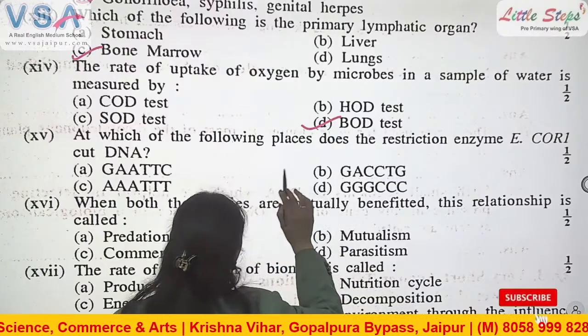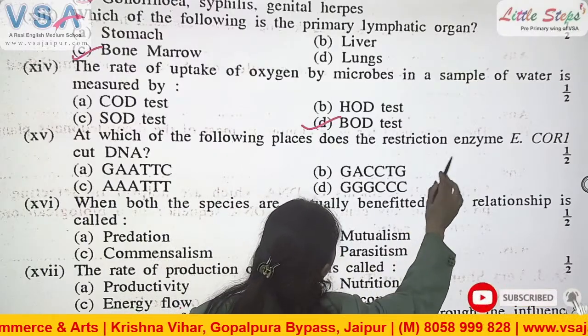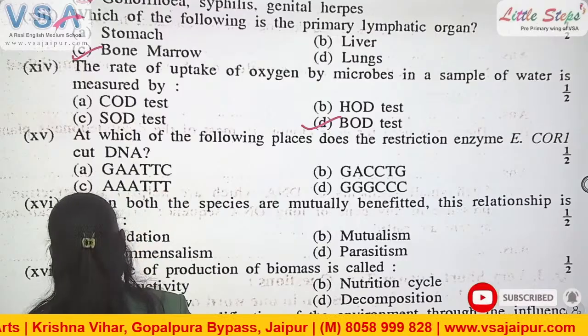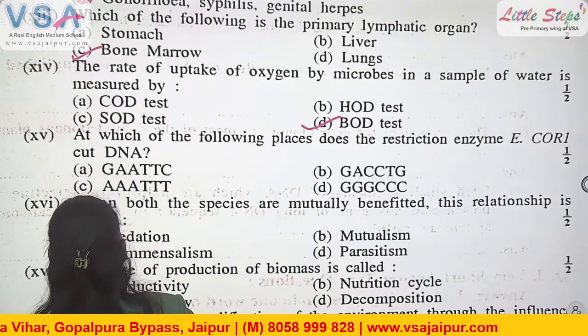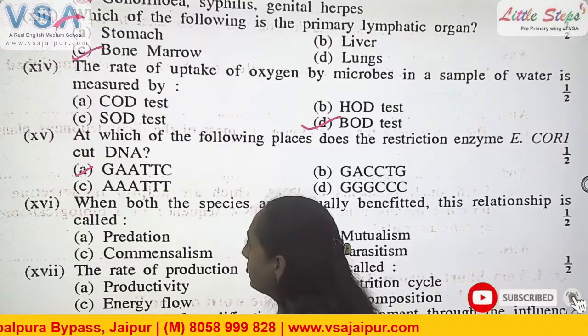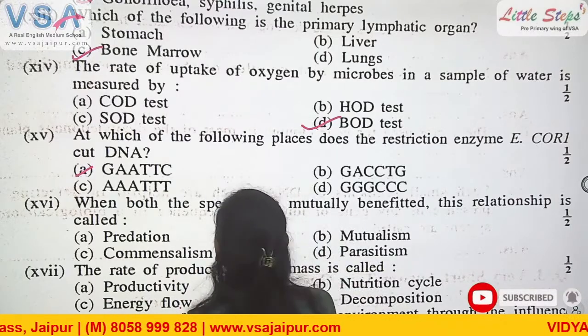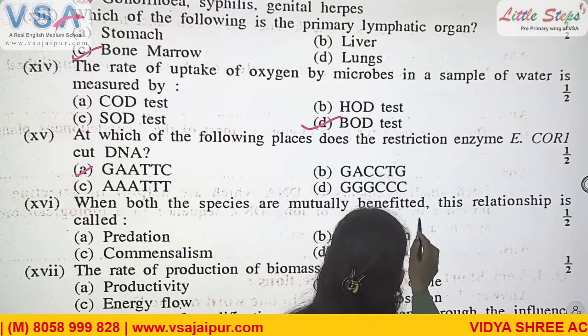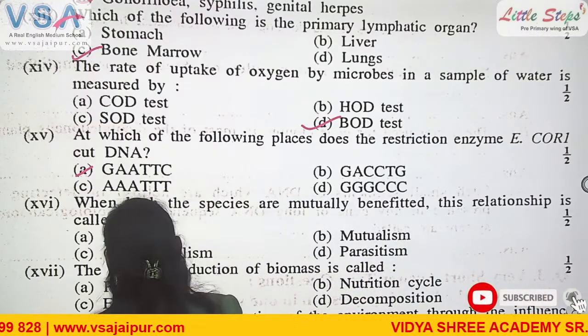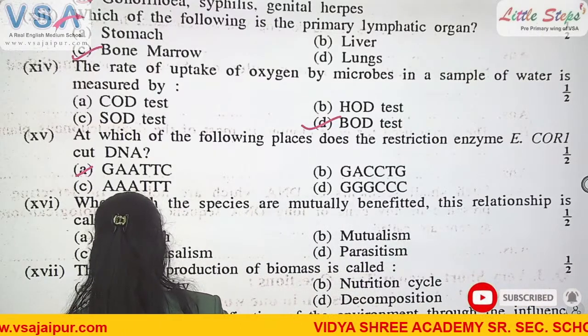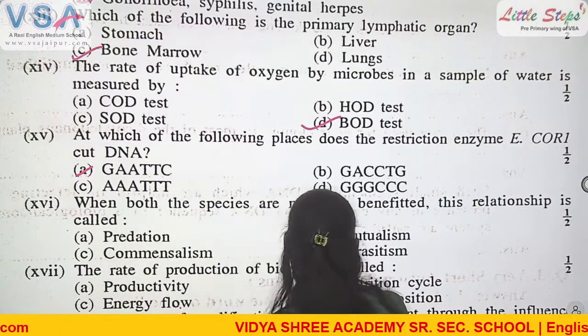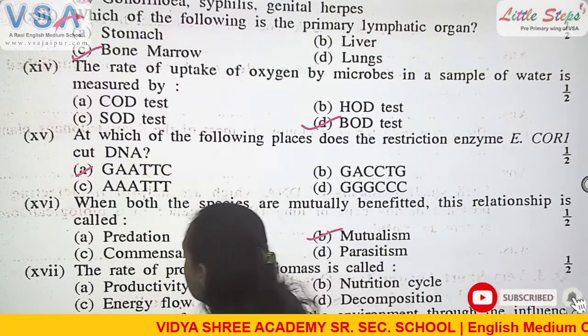At which of the following places does the restriction enzyme EcoRI cut DNA? So what is the right answer? Option GAA-TTC. When both the species are mutually benefited, this relationship is called, both get benefit, this relationship is called mutualism.